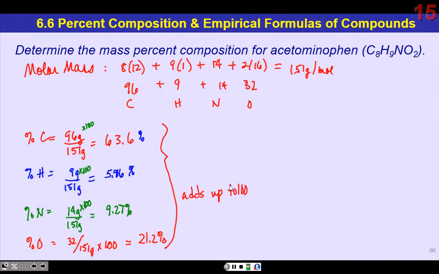So that's another example, not a complicated one, but maybe helpful about how we can use mass percent in understanding empirical formulas and compounds. I hope you find those helpful.